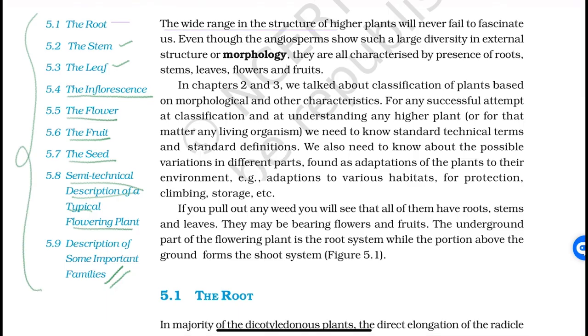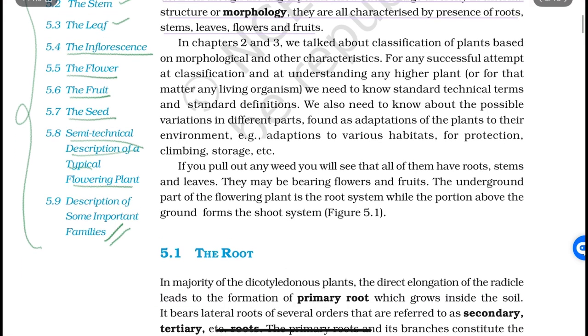The wide range in the structure of higher plants will never fail to fascinate us. Even though the angiosperms show such a large diversity in external structure or morphology, they are all characterized by the presence of roots, stems and leaves, flowers and fruits.